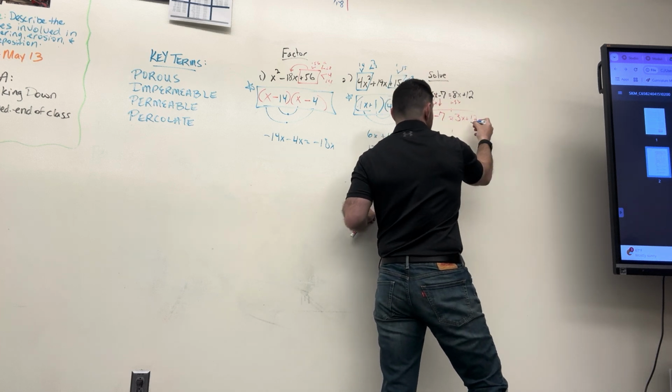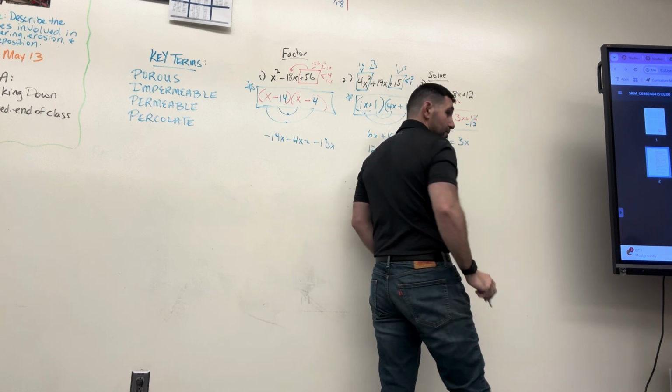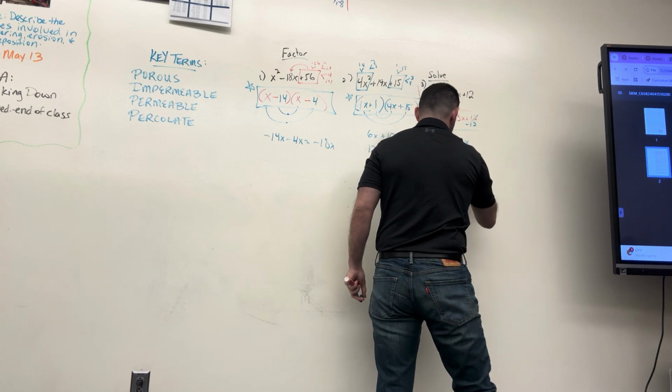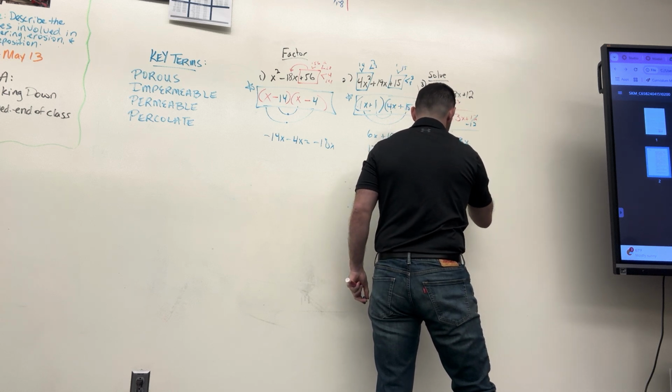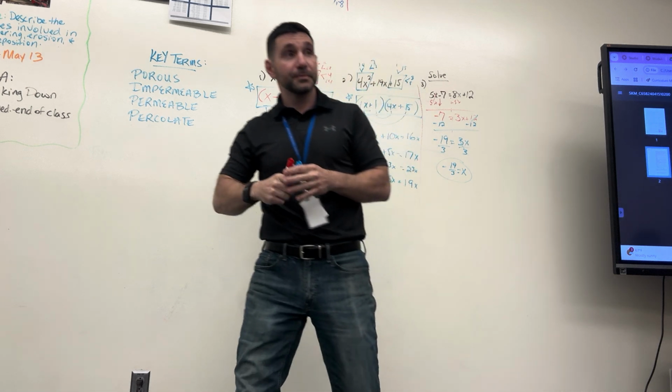Combine constants on opposite sides. Subtract 12 from both sides. That gives me negative 19 equals 3x. Divide both sides by 3. X equals negative 19 thirds. That does not simplify. That's it.